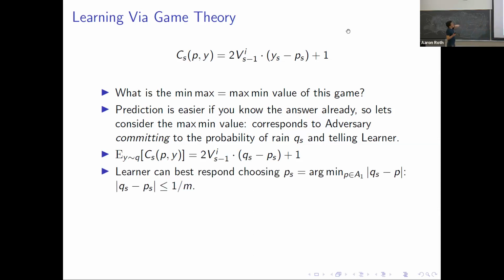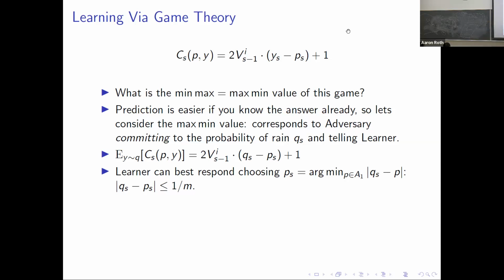Now, not quite so fast. I can't predict Q of S exactly, because remember, in order to have the min-max theorem apply, this had better be a finite game. And so I didn't give myself the ability to predict arbitrary probabilities to arbitrary decimal precision. My strategy space corresponds to predictions that are multiples of 1 over m, for m that I get to choose. So I can predict 1 over m, 2 over m, 3 over m. So I can't just predict exactly to decimal precision the probability that it's going to rain.